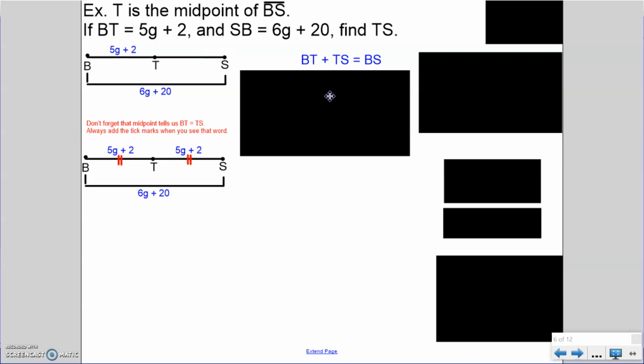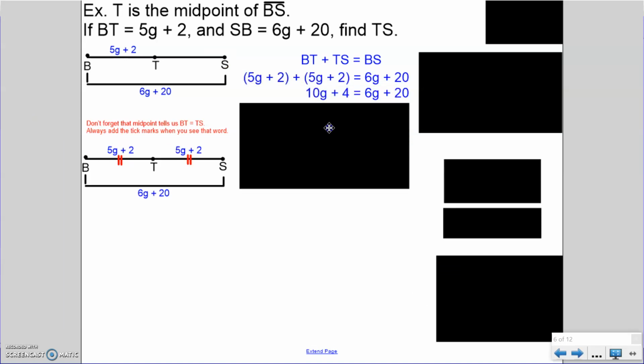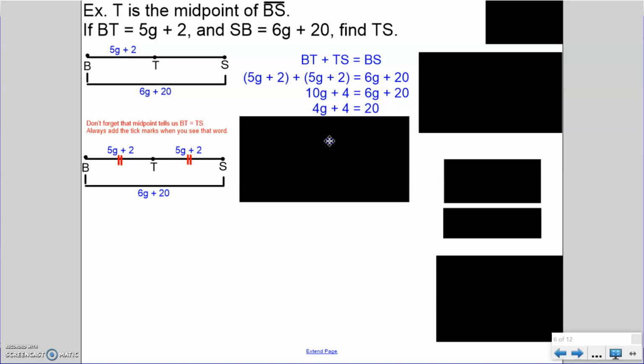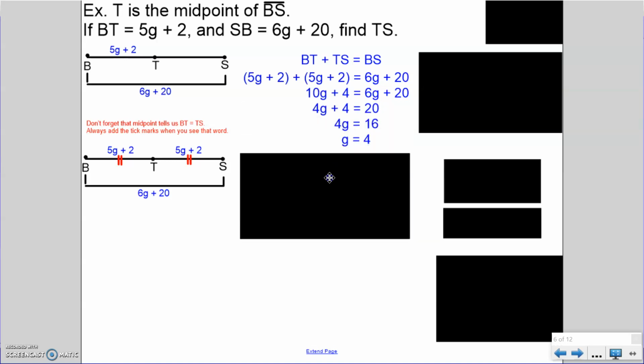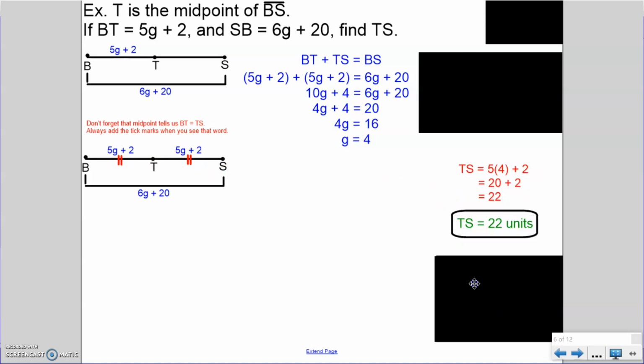Now we can fill in this formula. We can say, oh, 5G plus 2 plus another 5G plus 2 equals 6G plus 20. Combine like terms. G to one side. G by itself. G equals 4. Alright, now the answer isn't what is G, it says find TS. So I'm going to plug this G into the TS. We know TS is 5G plus 2, so 5 times 4 plus 2, that's 20 plus 2, that's 22. So final answer, the measure of line segment TS is 22 units.